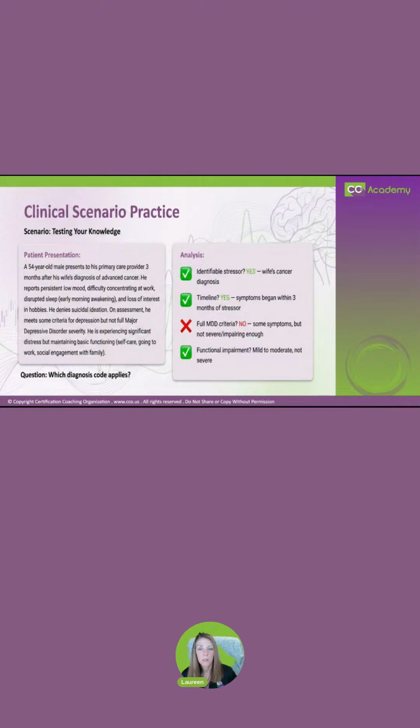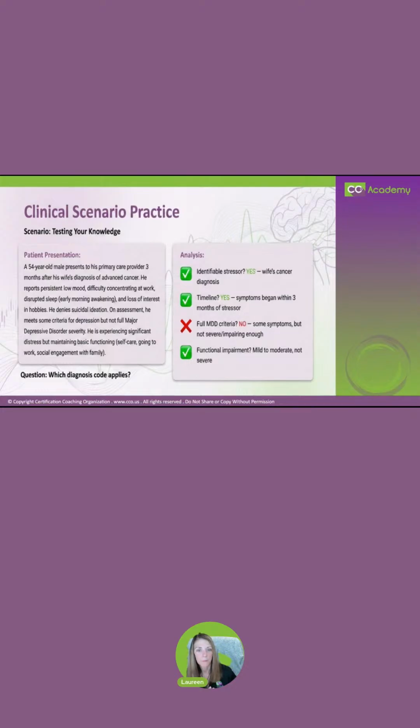On assessment, he meets some criteria for depression, but not full major depressive disorder severity. He's experiencing significant distress, but he's maintaining basic functioning. He's still going to work, taking care of himself, engaging with family. So if we analyze this, is there an identifiable stressor? Yes, his wife's cancer diagnosis.